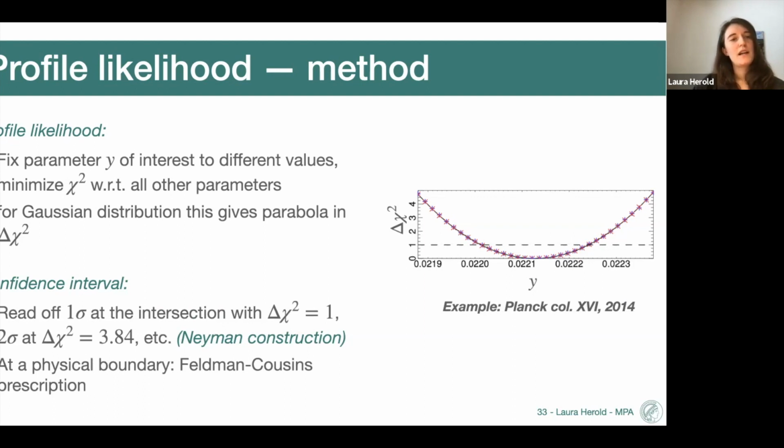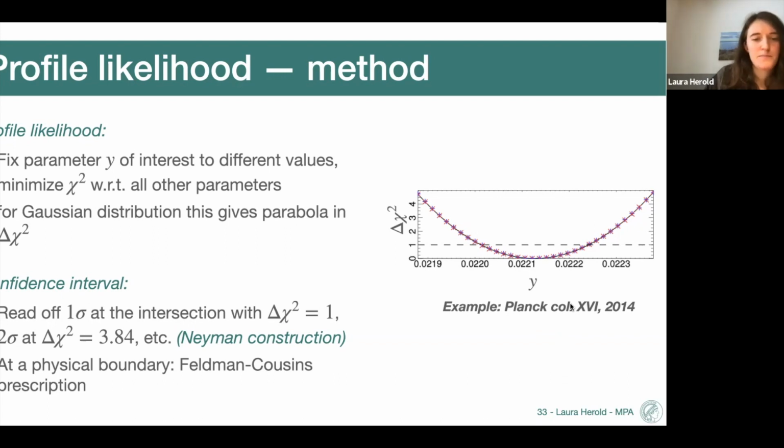To construct a profile likelihood, one fixes the parameter of interest, let's call it y here, to different values, and one minimizes the chi-squared, or maximizes the likelihood, with respect to all other parameters of the model. So for example, for early dark energy, if we're interested in f_EDE here, we would fix f_EDE to different values and minimize with respect to all lambda CDM parameters, the two remaining EDE parameters, and all nuisance parameters. And if the parameter is Gaussian distributed, this gives a parabola in delta chi-squared.